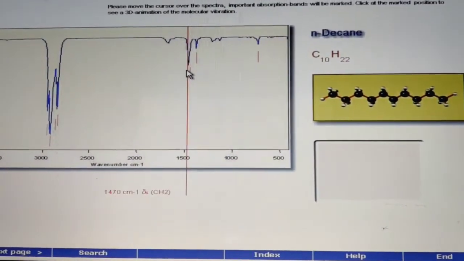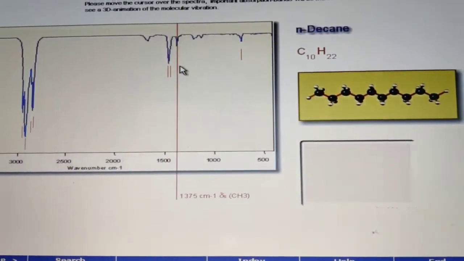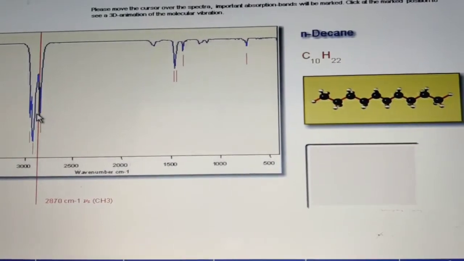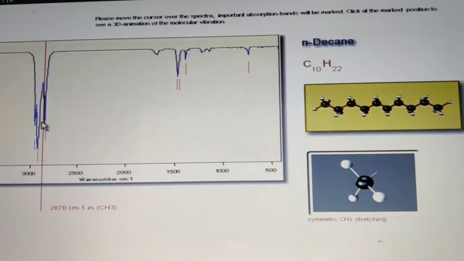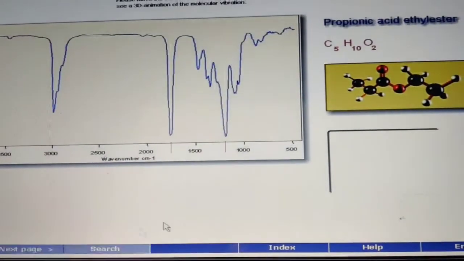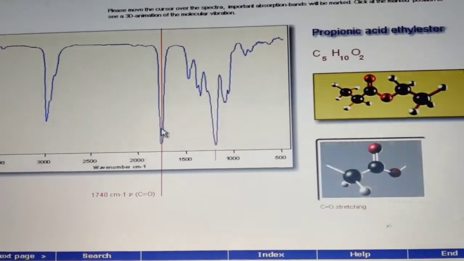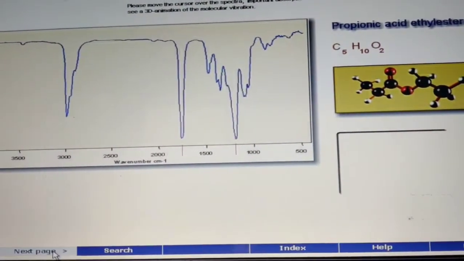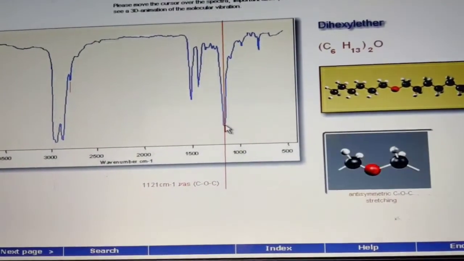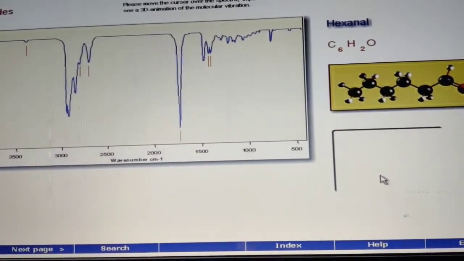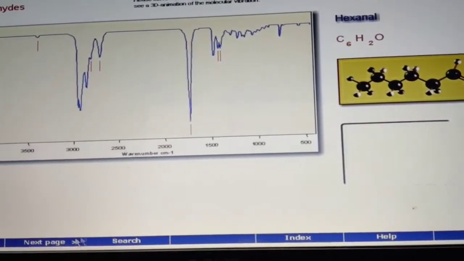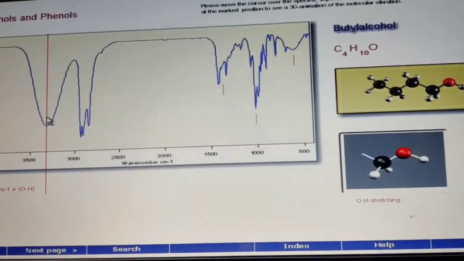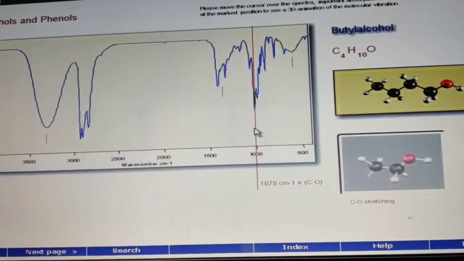Here you can see some vibration examples: a scissoring movement and a rocking movement of alkanes, again the scissoring movement, CH3 symmetric stretching. Here you can see C double bond O stretching of a ketone, then C-O stretching, this is C-O-C stretching, this is C-O stretching, then for an alcohol, O-H bending, O-H stretching, and again O-H wagging.